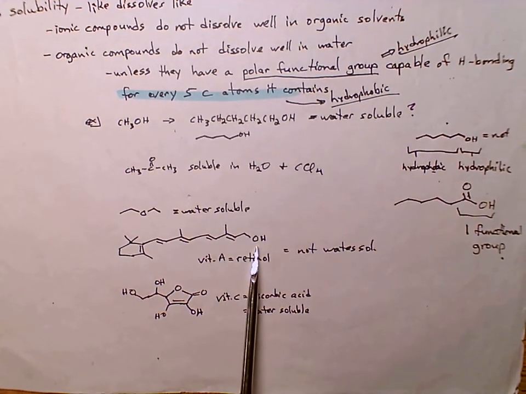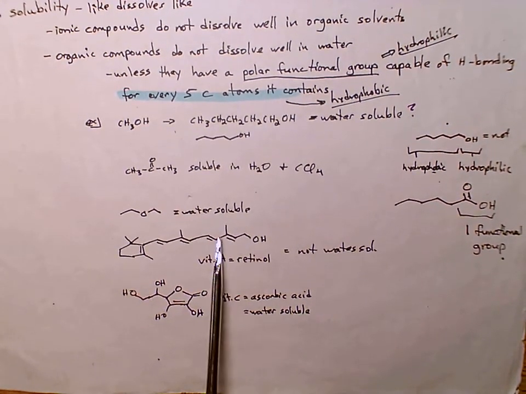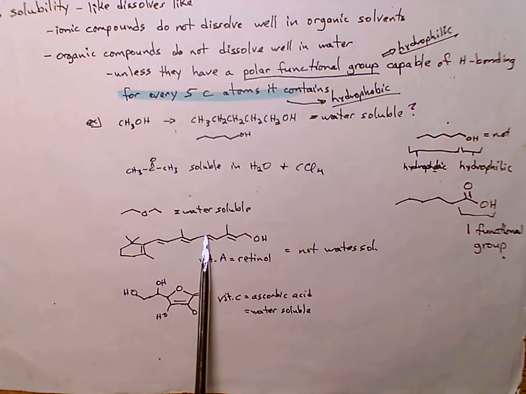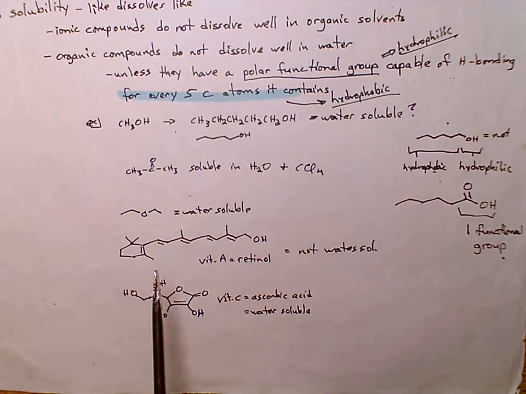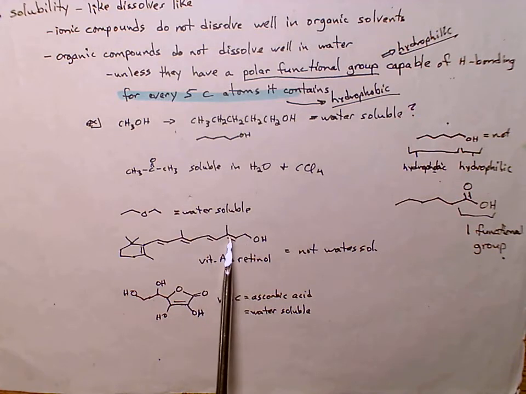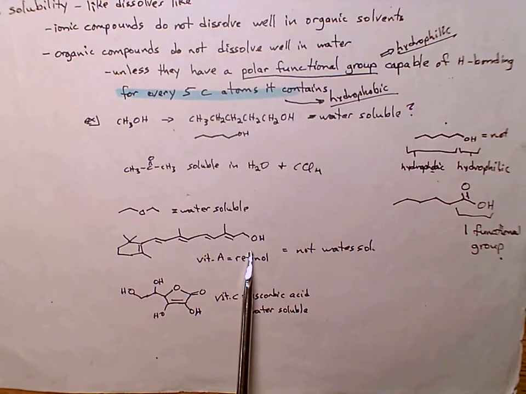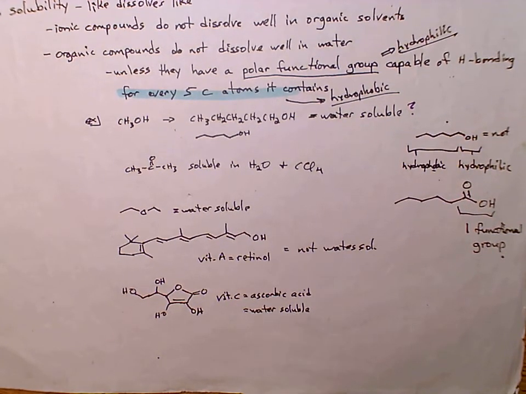We can see we've got 1 polar functional group here. Double bonds are not polar. It's a carbon bonded to a carbon, same electronegativity value, not polar. So we got a whole bunch of carbons, only 1 polar group. Vitamin A is not water soluble.